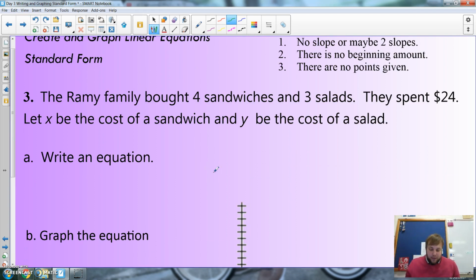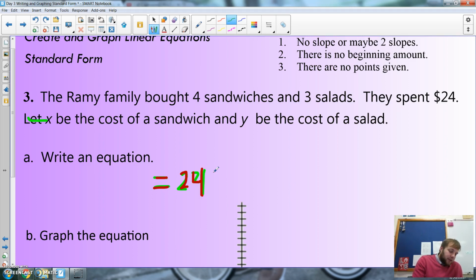The Ramey family bought 4 sandwiches and 3 salads. They spent $24. That sounds like a total to me. I'm just going to go right away: equals 24. This perhaps might not be the best color. Let's try this. Equals 24.